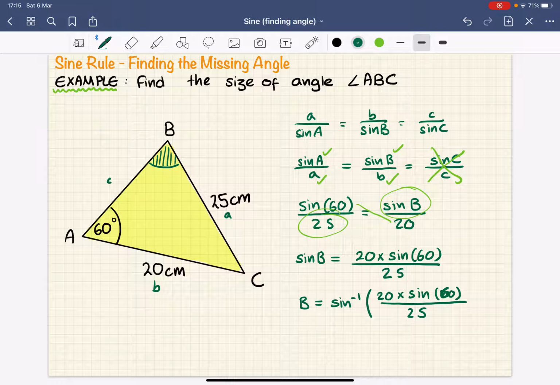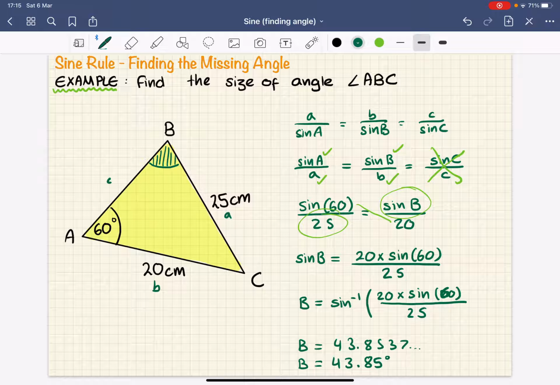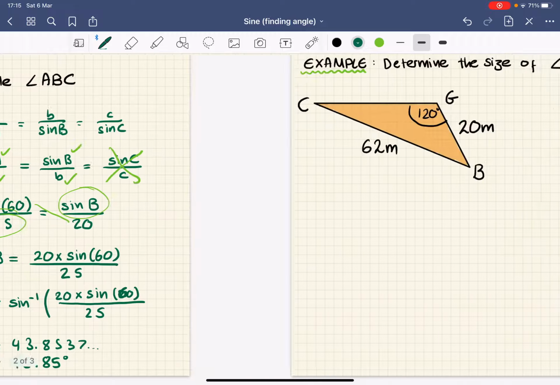And again, like I said in the previous video, you must make sure in that fraction you do close that bracket, otherwise the calculator won't be very happy and it won't properly process what's going on. So when I put that in, that gives me a final answer of 43.8537 and so forth. So rounding it to 2 decimal places, that's going to be 43.85 degrees. Okay, so let's take a look at another example, and then I've got one slightly harder one for us to look at the end.